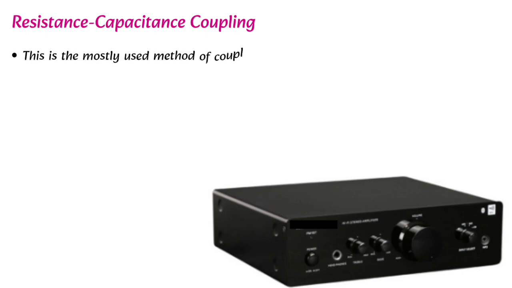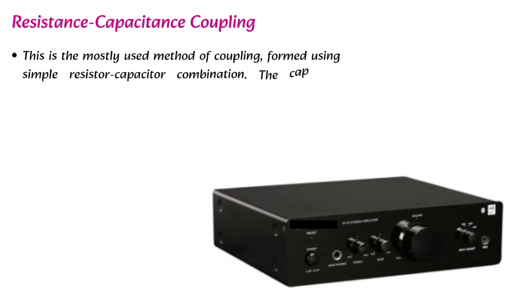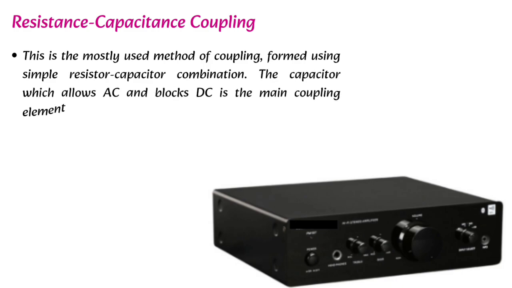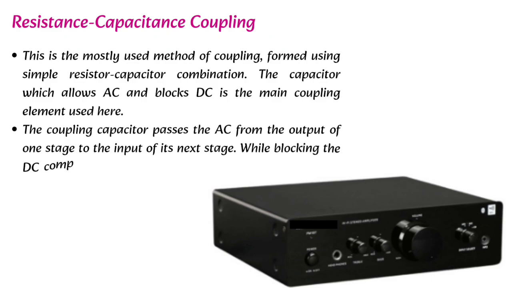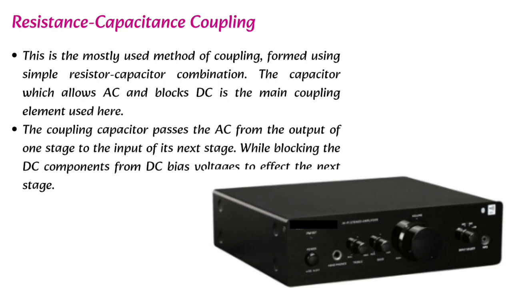Here we see the types of coupling methods. As we discussed, there are different types of coupling. In RC coupling, the resistor and the capacitor are used as the coupling devices. Here the capacitor will act as a coupling device and the resistor will be the load. By using this capacitor, the first stage of the amplifier is connected to the next stage of the amplifier. This is how cascading is done by the RC coupling.